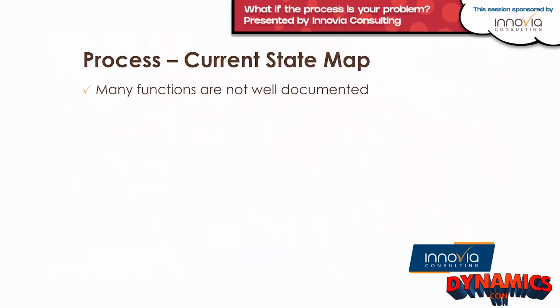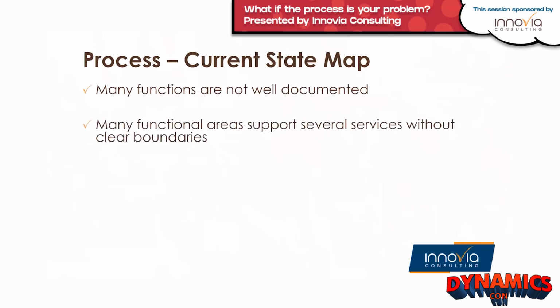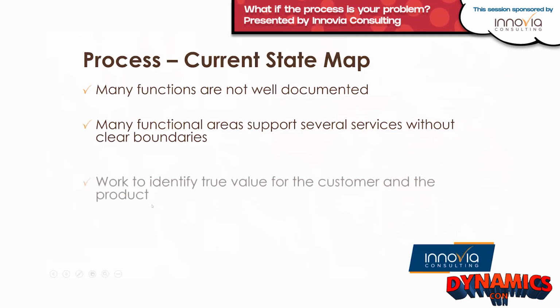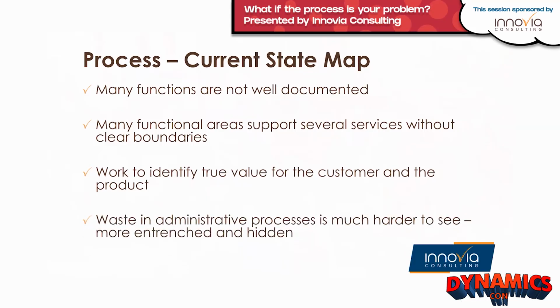First of all, you'll find many of the functions that you're going to map out aren't well documented, and people need to think through these things. Again, you're going to have a cross-functional team involved with this. A lot of functional areas support several services without clear boundaries. You're going to discover that. You want to work to identify, again, the value for the customer and the product, and look at waste even in administrative processes. Sometimes that's harder to see. It's more entrenched and hidden, but look for waste there.